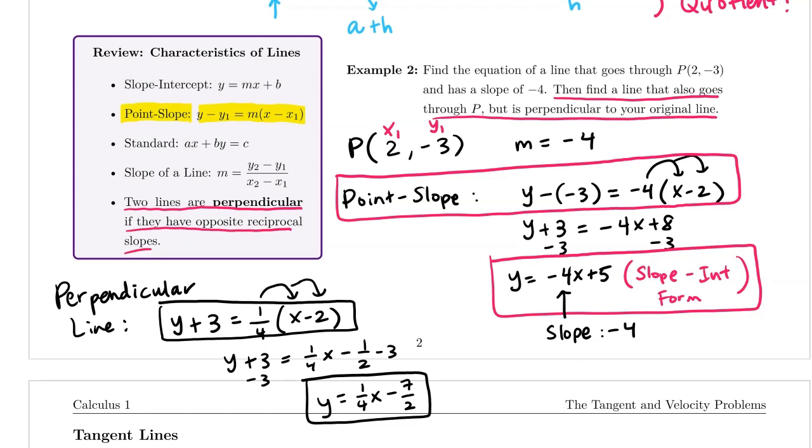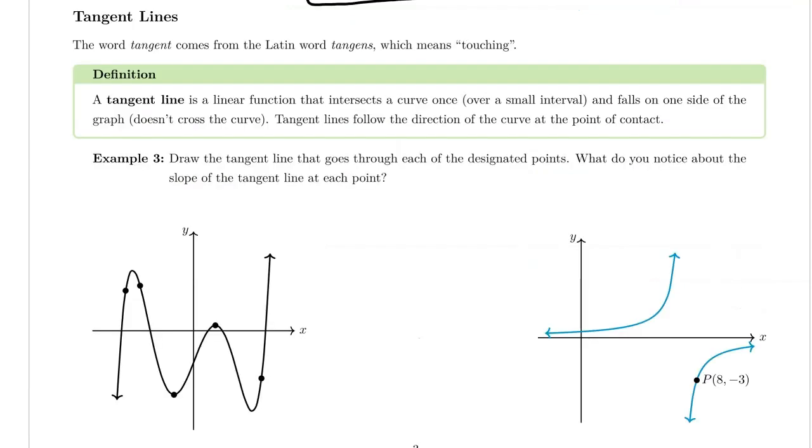So that's it for example 2. Let's talk about tangent lines. The word tangent comes from the Latin word tangens, which means touching. A tangent line is a linear function that intersects a curve once over a small interval and falls on one side of the graph. It doesn't cross the curve. Tangent lines follow the direction of the curve at the point of contact.